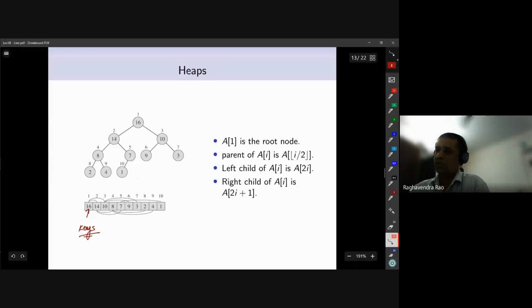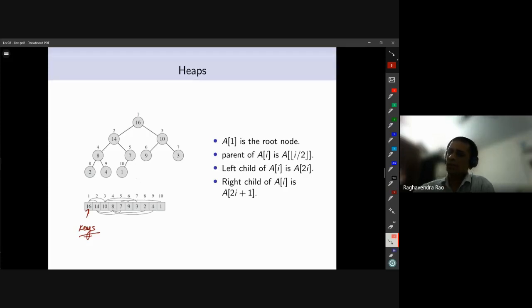See, if you have a complete binary tree, which is full at every level except the leaf level, so all leaves are at the same level, then you know that the number of elements is going to be 2 power n minus 1. But n need not be a power of 2 or power of 2 minus 1.